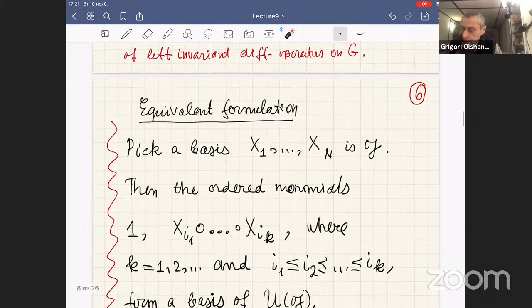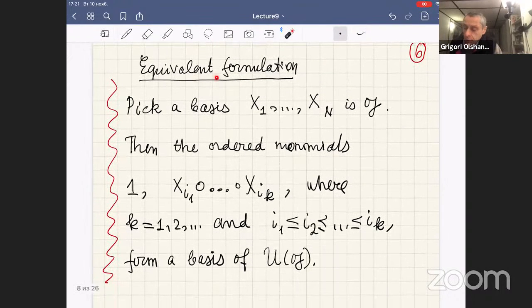And here is an equivalent formulation. It is as follows. So pick an arbitrary basis in our algebra. Here I assume that it is finite dimensional, but it's not important in fact. And the PBW theorem holds without this restriction. So here again, also one can take an arbitrary basis, abstract basis in an abstract Lie algebra of any dimension. Okay, so assume it's finite dimensional for brevity.